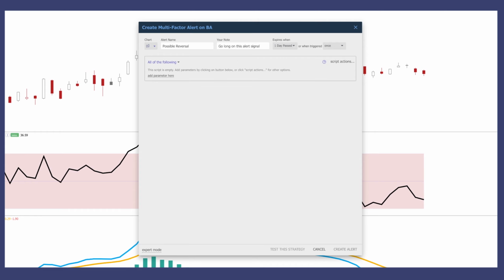And then you can either choose all of the following or any of the following. Maybe you just want one of these to go off. Maybe you just need the RSI to break above or the MACD to cross to the upside. You can change these conditional trees, essentially what they are, to any of the following to all of the following.